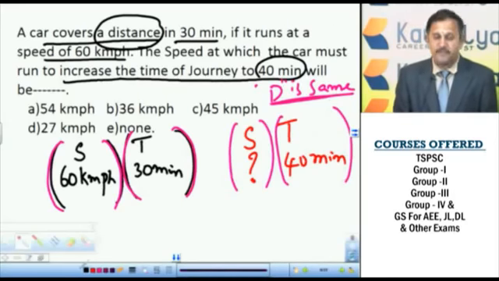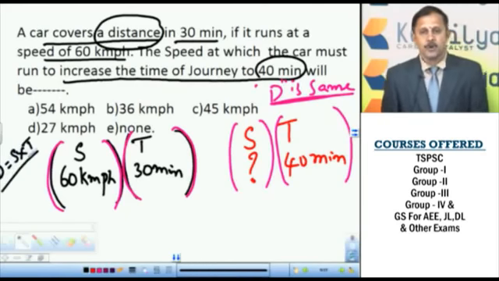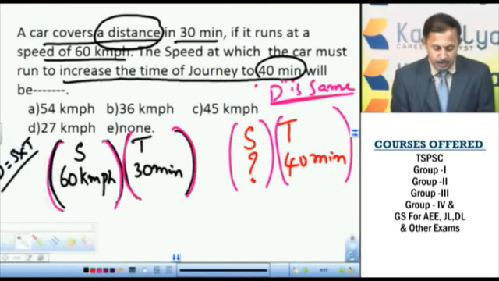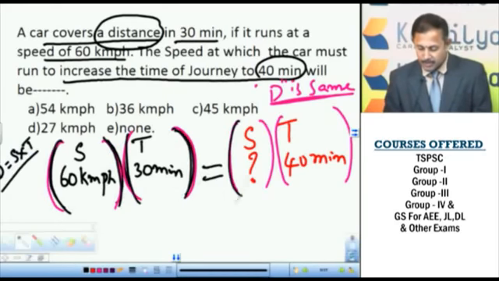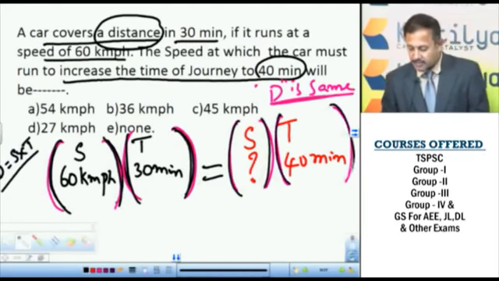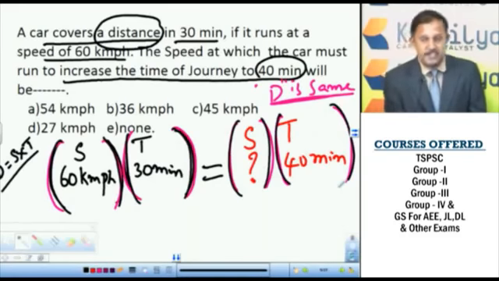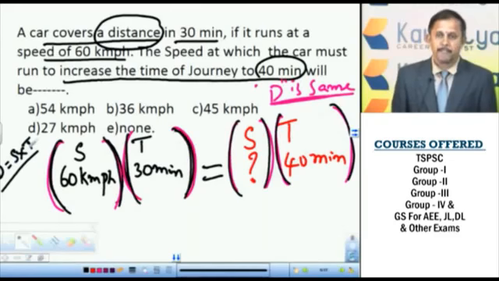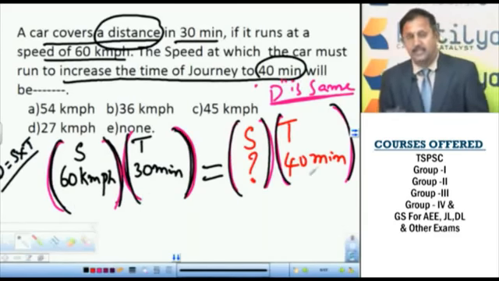Next, what is the formula for a distance? Speed into time. The formula for a distance is equal to speed into time. So what you have to observe is, speed into time in the first case is equal to speed into time in the second case. The distance is same. So speed into time in the first case is equal to speed into time in the second case.